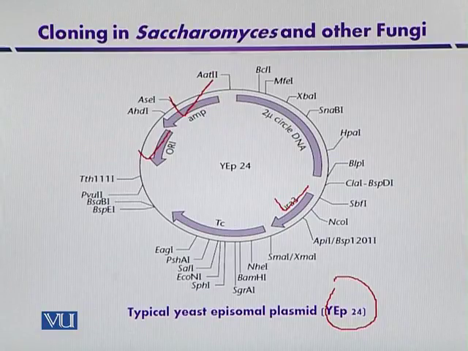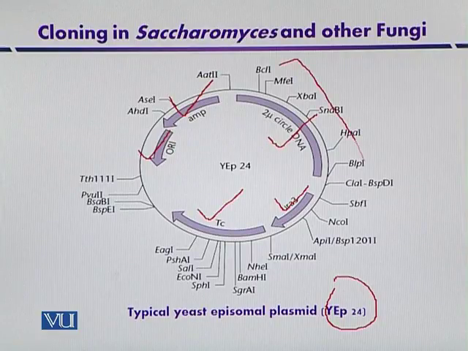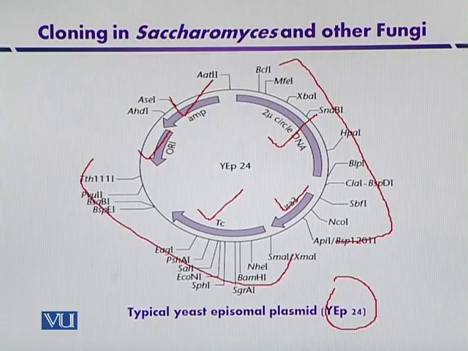Another selectable marker is tetracycline resistance. And some genes we are also taking from a yeast plasmid, like the 2 micrometer plasmid. It is an example from the yeast. And a variety of cloning sites or restriction sites for different restriction enzymes are also present along the whole circle of this yeast episomal plasmid.